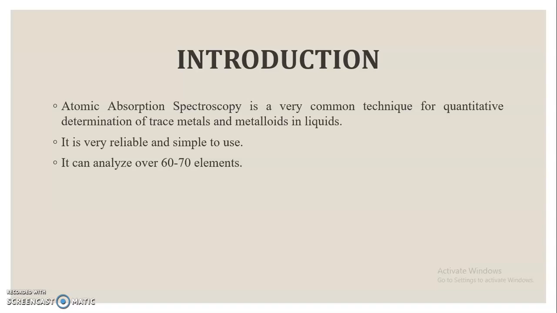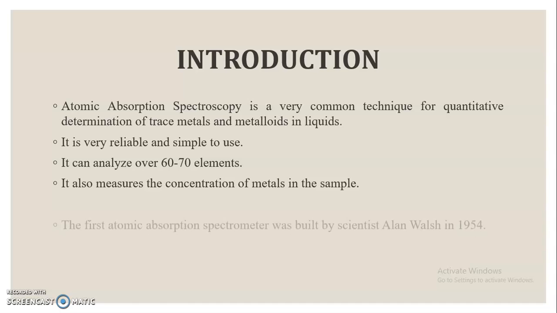It can analyze over 60 to 70 different elements. So a wide range of elements and metals can be analyzed using this technique, due to which it is considered a very reliable as well as very simple technique to use. It also measures the concentration of metals in the sample. Even if the metals are present in conjugation with other elements, together in the sample, this technique will still measure the concentration of metals.